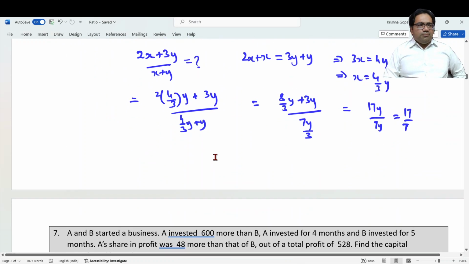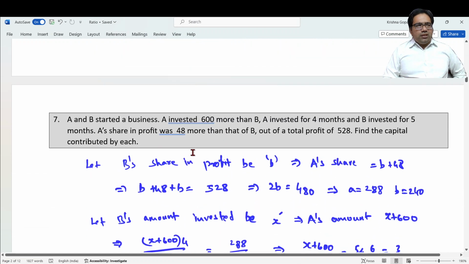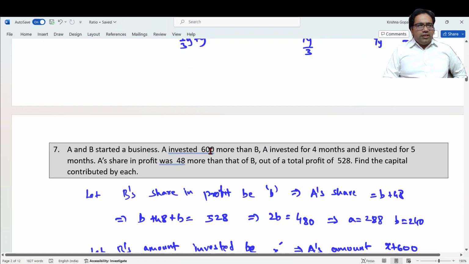Let's take another example. A and B started a business. A invested 600 more than B, and A invested for 4 months and B invested for 5 months. A's share in profit was 48 more than that of B out of a total profit of 528. Find the capital contributed by each.